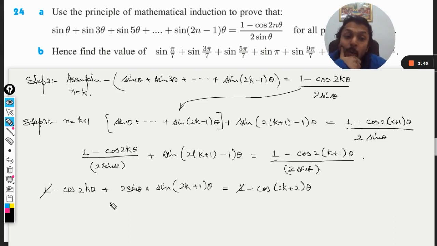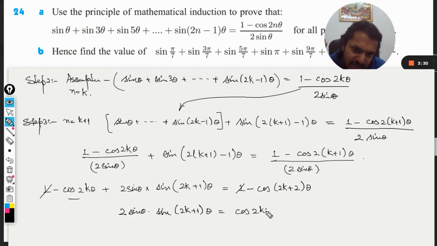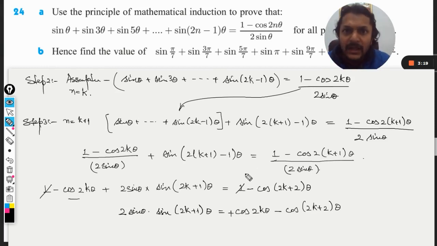So now what can we do? We keep it like this, 2 sin θ into sin of (2k plus 1)θ is equal to this. This cos is taken to the other side. Because it is negative, it will become positive here, and this negative cos will remain as negative. So this is how we write it.